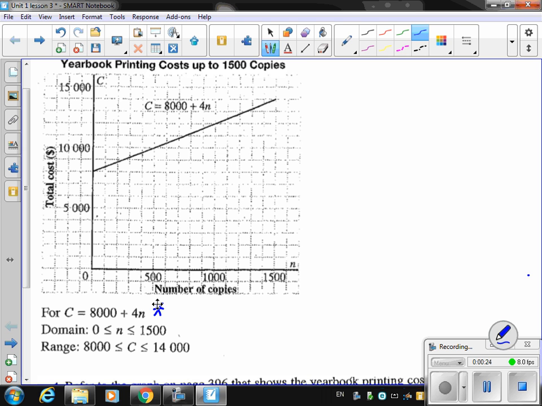Our domain, we haven't seen this notation before, but it says that n, the number of copies, goes from 0 to 1500. So it makes sense. You can't have a negative number of copies of a yearbook, and apparently you can't have more than 1500. Our range, so that's the acceptable x value, sorry, our range is our acceptable y values, and it is total cost, so money. So our range is from 8,000 to 14,000.